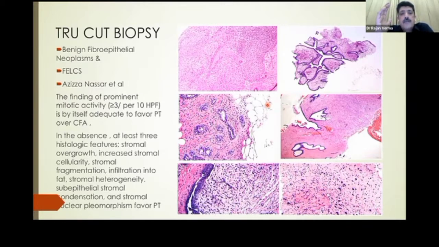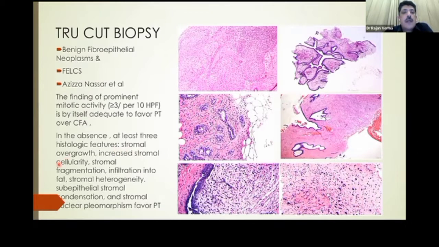Did a study and he found that if you found a prominent mitotic activity that is more than 3 per 10 high power fields, by itself is adequate to favor a phylloid tumor over cellular fibroadenoma. That was a great help, the study. But what happens if you don't get enough mitosis? You can rely on these different parameters, but at least 3 of these histological features should be there to favor a phylloid tumor.